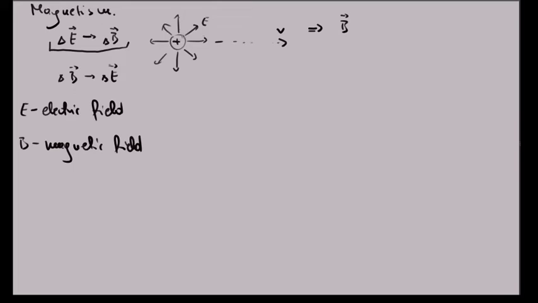So, if a charge here moves, with it the electric field moves, and so you have a changing electric field, therefore there will be a magnetic field that shows up. How exactly does this magnetic field look like? We don't have to worry about it yet, but there will be a magnetic field.